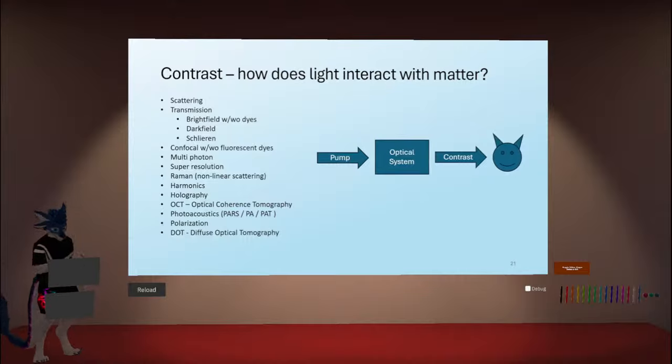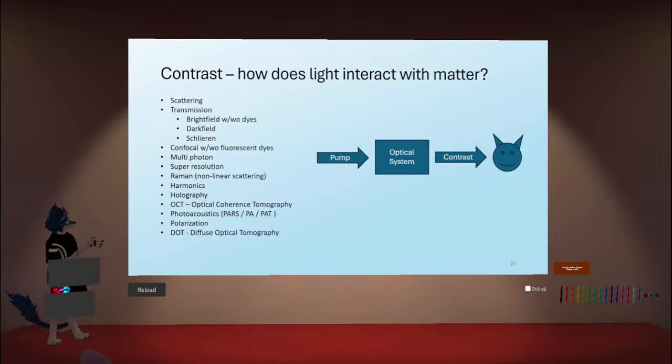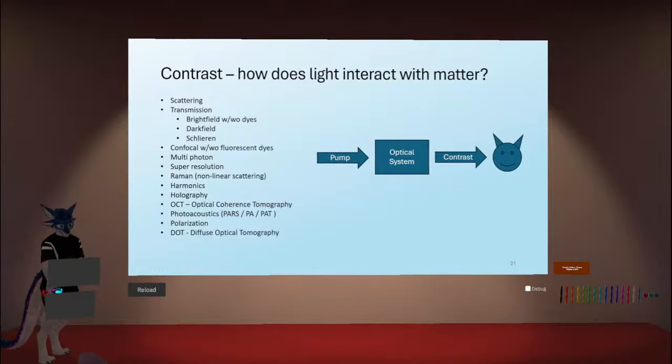And you can get all kinds of things: scattering, transmission, different confocal focusing behaviors, multiphoton absorption, super resolution techniques. You can take advantage of this. We're going to go into these in more detail. Different kinds of nonlinear scattering, like Raman techniques. You can take advantage of absorption, harmonics, holography, which I won't touch here because it's black magic and I don't believe it's real. No, I just don't actually know it that well.